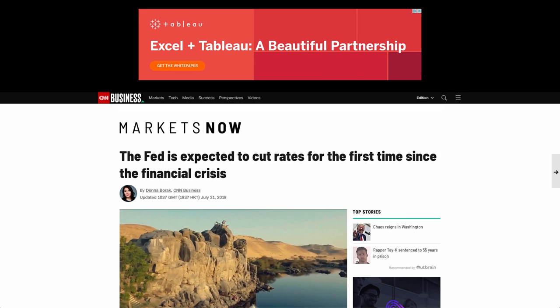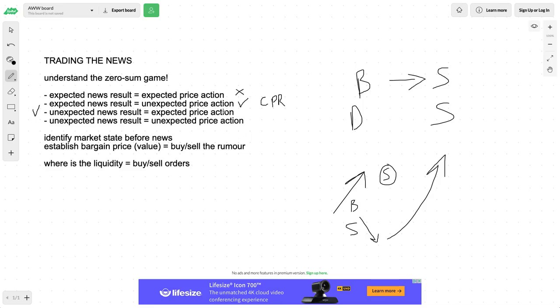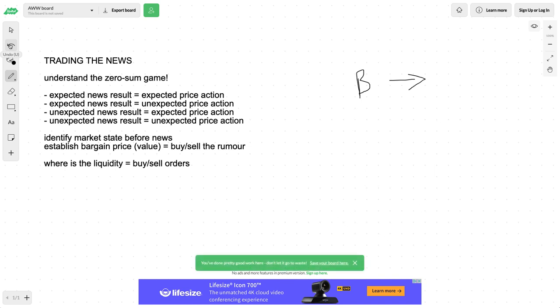So my approach to this is not to trade this result if it comes out as 0.25, because it's expected. It's already been priced into the market. So let me go back. Let me get rid of some of this.